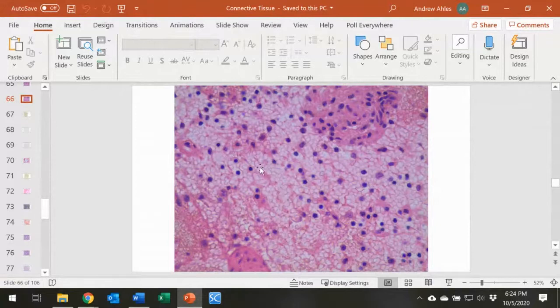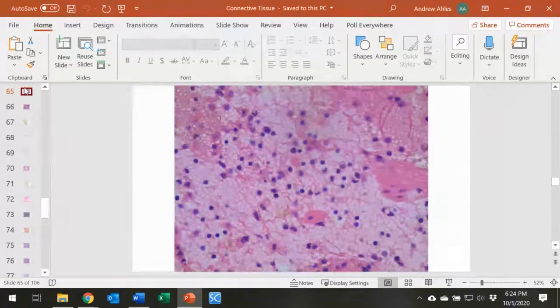So you can see those branching proteins here. I think I have another one that's pretty similar. Again, you can see even some darker branching proteins up here. So all of these little branching proteins are reticular proteins.